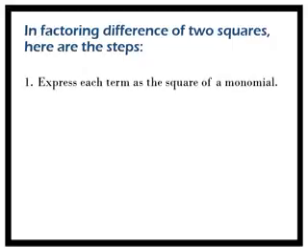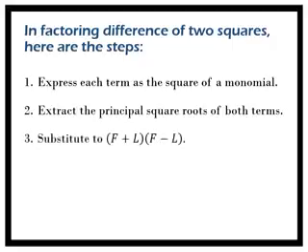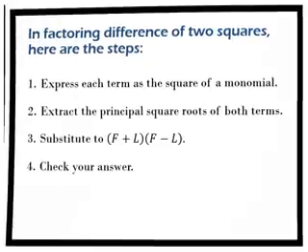First, express each term as the square of one monomial. Second, extract the principal squares of both terms. Third, substitute to the general formula. Fourth is to check the answer.